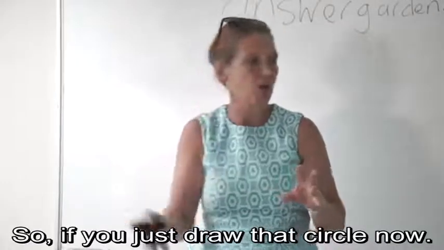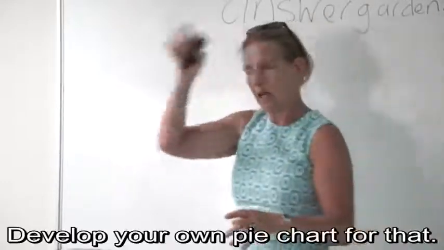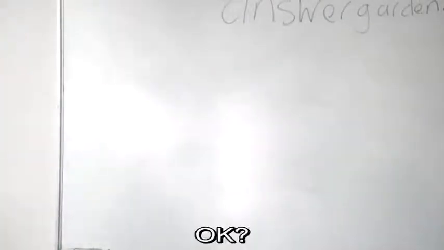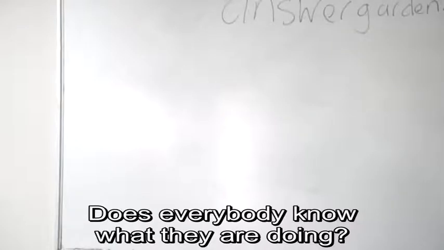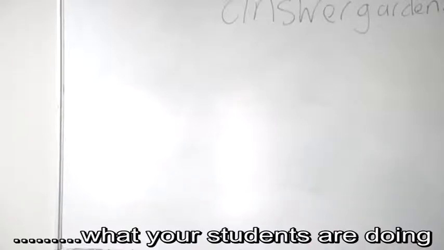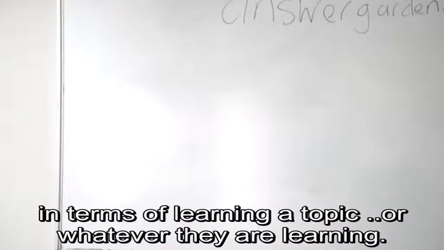So if you just draw that circle now, develop your own pie chart for that. Everybody know what they're doing? So just draw that circle, divide it up into what your students are doing. Now just focus on what your students are doing in terms of learning a topic or a module.